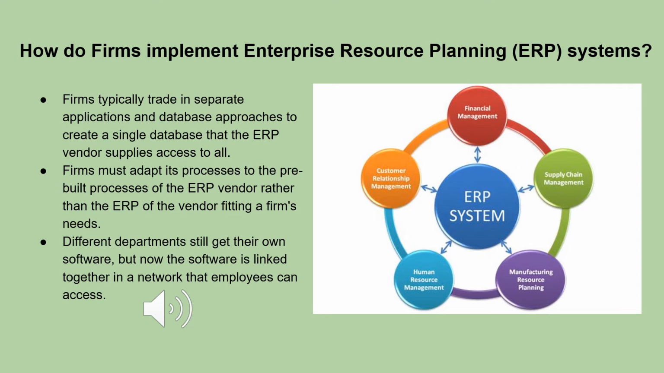Firms trade in traditional, separate applications and database approaches to develop an ERP that is centralized. In order to do so, firms must adapt to an ERP vendor rather than adapting the ERP of a vendor to their firm. A successful ERP encompasses different departments that might still have their own software, but the software is linked together to create a network effect. This is significant because employees can then access information from different departments.